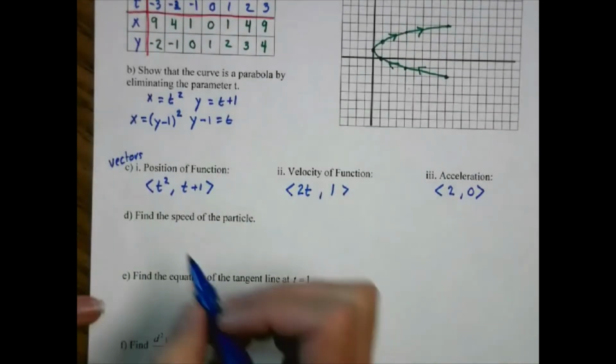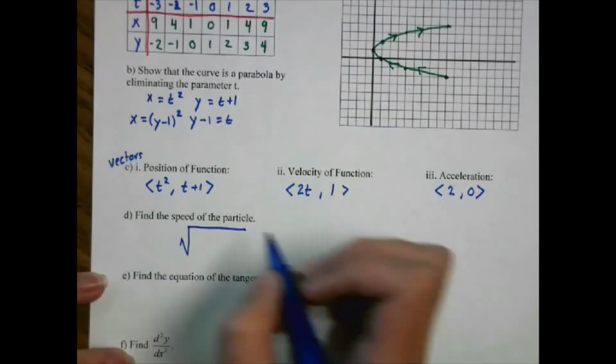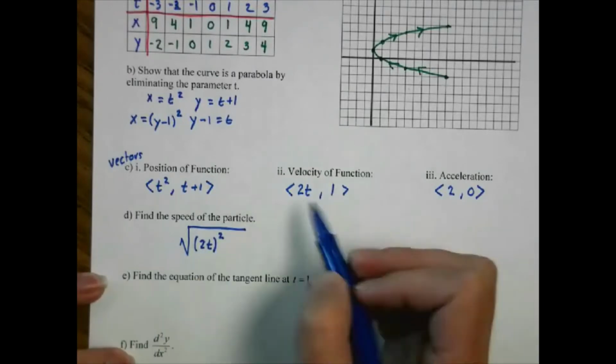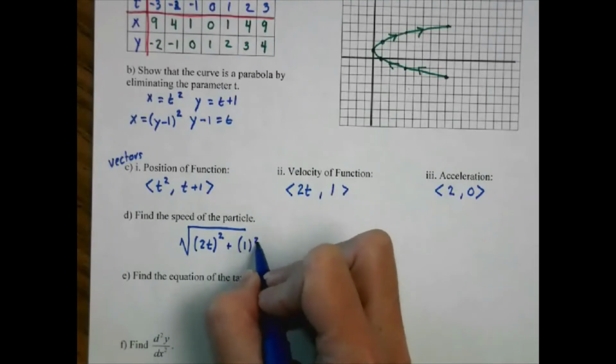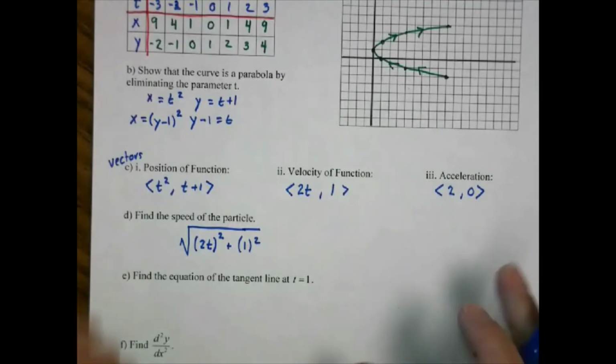The speed is going to be the square root, and we're going to look at the velocity. It's going to be dx/dt squared plus dy/dt squared, and then the square root of that.